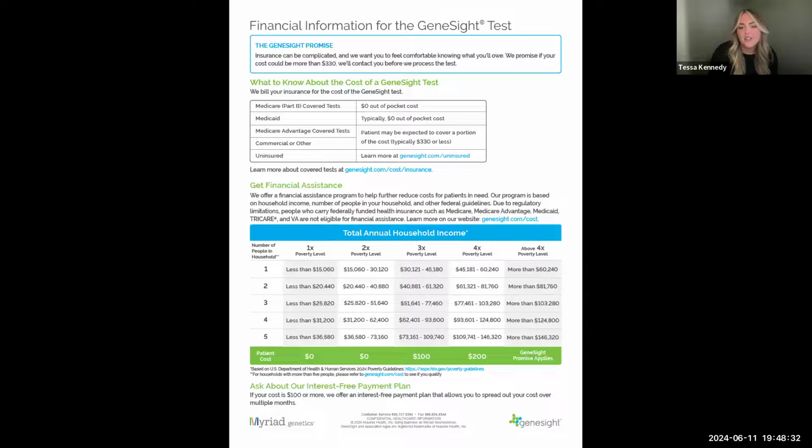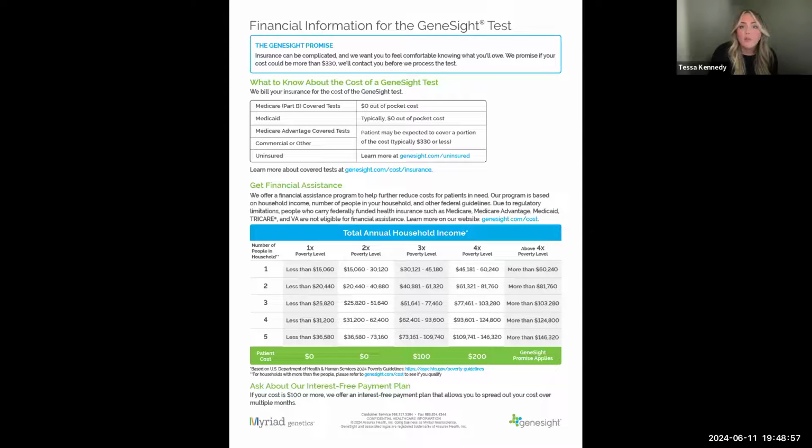So you'll actually see here the sliding scale we have for financial assistance. Again, I work with patients and love to touch on that. A lot of patients who think that they wouldn't apply for our financial assistance program do actually qualify. We go up to 4 times the poverty level based off a household income and number of people in the house. So we really do want to make sure that cost is not a barrier for your patients.